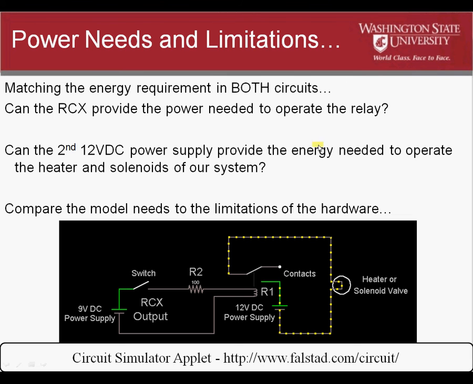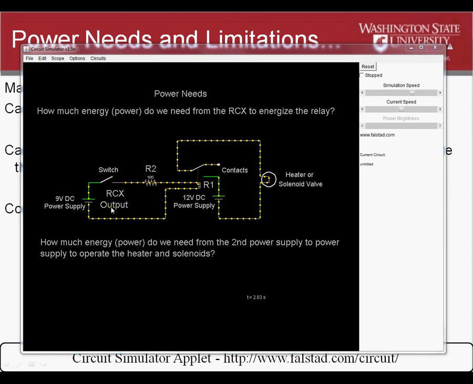So the next thing we want to discuss is the power needs and limitations, so matching the energy requirement in both circuits. The questions we have are, can the RCX provide power needed to operate the relay? Can the second 12-volt power supply supply the energy necessary to operate the heater and the solenoids in our system? So we can compare the model needs to the limitations of the hardware, and we'll take a look at that here.